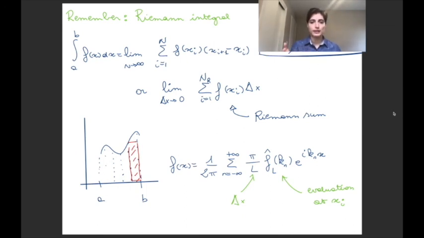So if you're looking at the definition for the width of the rectangle under your function tending to 0, you see how that limit does look quite similar to the limit we're looking at. We have something divided by L that behaves like dx, and something that is f hat of k_n e to the i k_n, so a big function that is evaluated at k_n's that are getting closer and closer the higher L is. So you see how there is a correspondence with the Riemann integral.